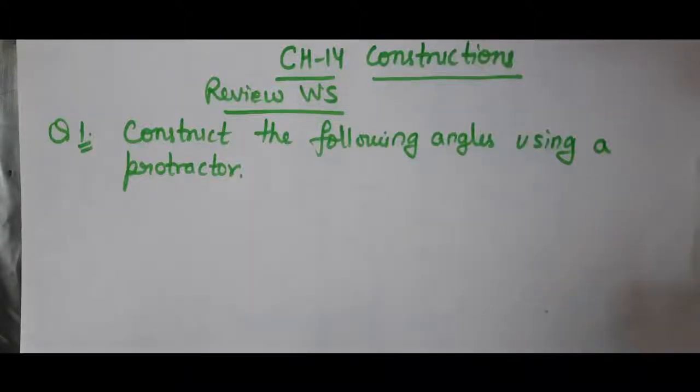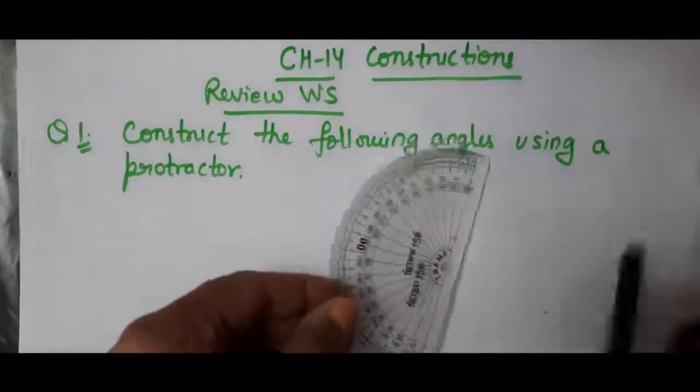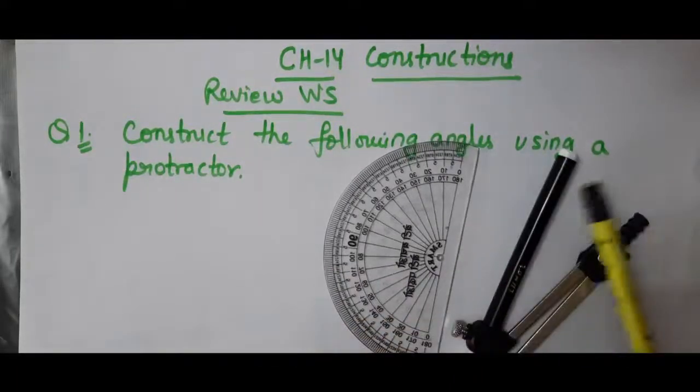Good evening, dear students. In this video, we will do the review worksheet of chapter number 14, Constructions. For this chapter, you will need a protractor, compass, scale, pencil, eraser, everything, right? So we start from question number 1, which is on page number 204 of the book, right?